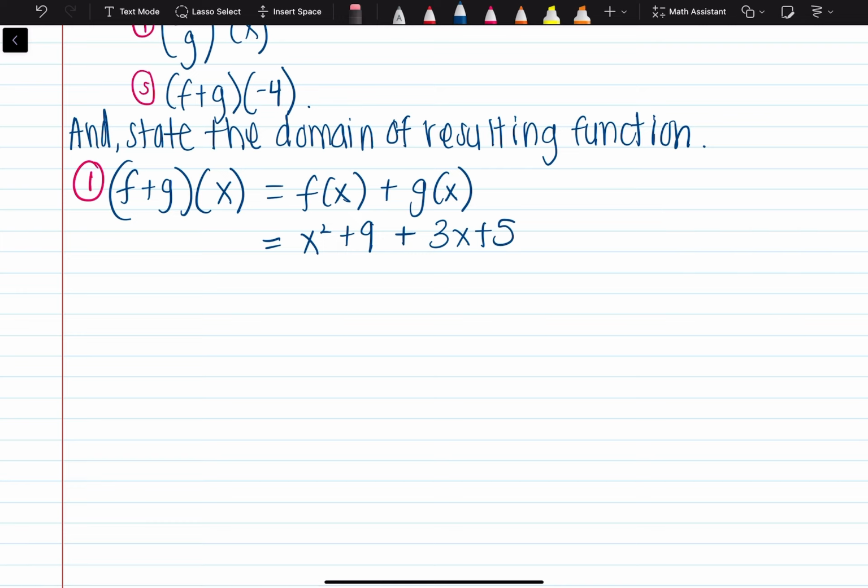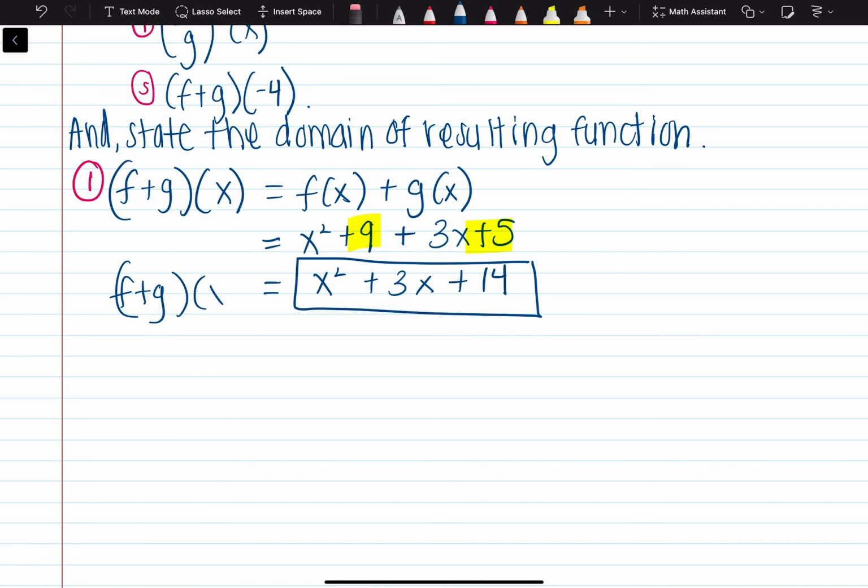In this situation, where your two functions are just binomials, I'm not going to be too picky about parentheses. However, in subtraction, as you're going to see in a second, parentheses are going to be super important. If you wanted to, you could add parentheses around these, but in addition they're not that important. Once you have substituted into the two functions, you just combine like terms. Here, the 9 and the 5 can be combined to give you x squared plus 3x plus 14. And that is f plus g of x.